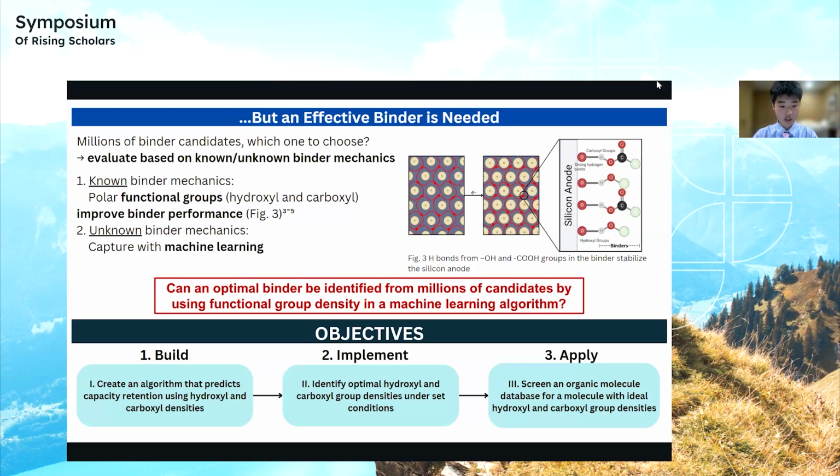First, I will build a model that will be able to accurately predict the capacity retention given any set of standing testing conditions and any binder. Second, I will implement my model to identify the optimal amount of hydroxyl and carboxyl groups in a molecule. Finally, I will apply this model by screening an organic molecule database to identify a molecule that actually has these optimal hydroxyl and carboxyl characteristics.